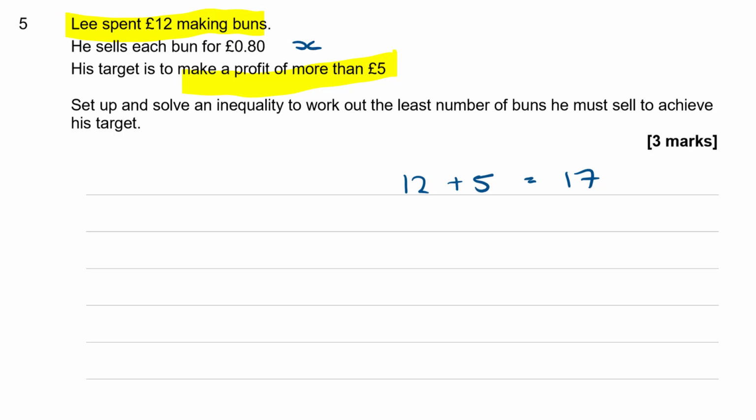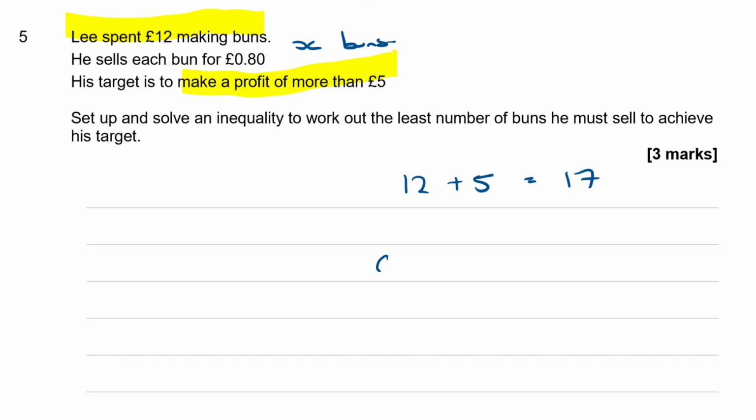So let's say each bun costs him 80p. Let's say he makes x buns. Then the amount of money he's got coming in is going to be 0.8 times the number of buns, isn't it? So 0.8x. That's the money he's got coming in. So if he's got x buns, 80p per bun, that's 0.8x coming in. And we want that value to be greater than or equal to 17.